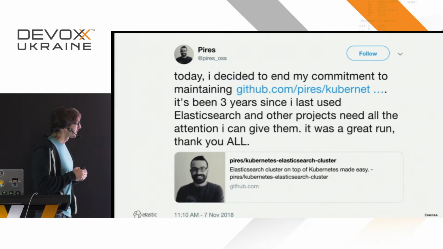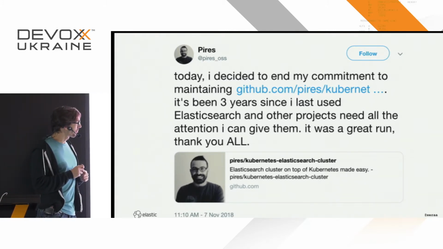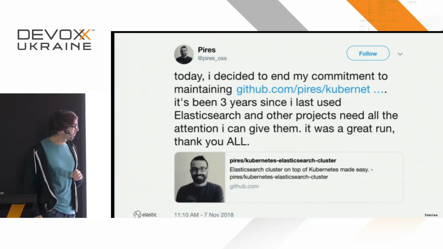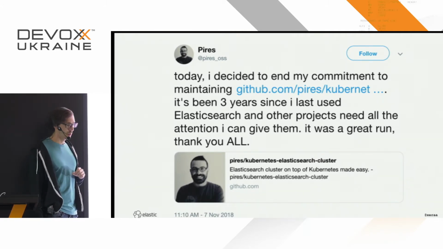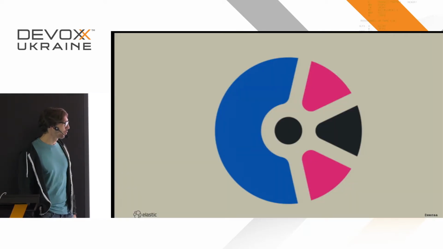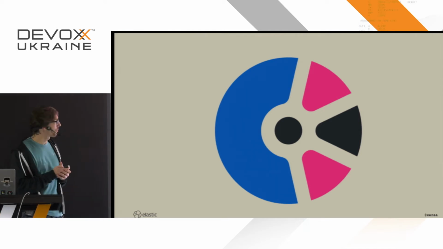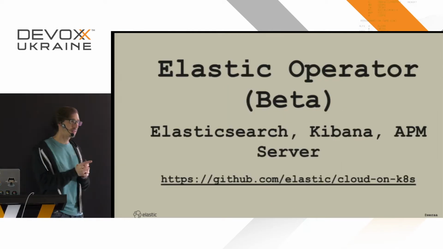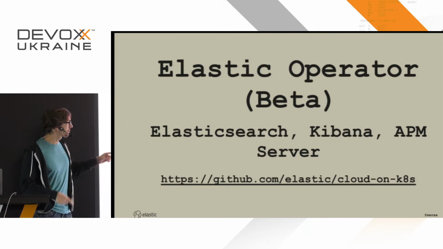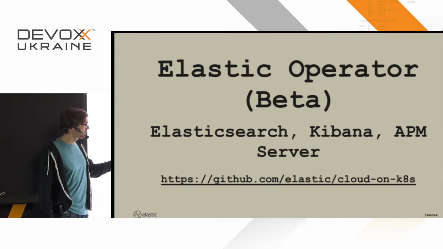And there was a pretty widely used operator by somebody called Pires, but they gave up maintaining it after 3 years. And that's when we basically thought, well, this is our chance to take over. So this is the logo for this one. That's the Elastic operator then. This is beta. It has reached beta, I think, 2 weeks ago or so. This one provides Elasticsearch, Kibana, and APM server.